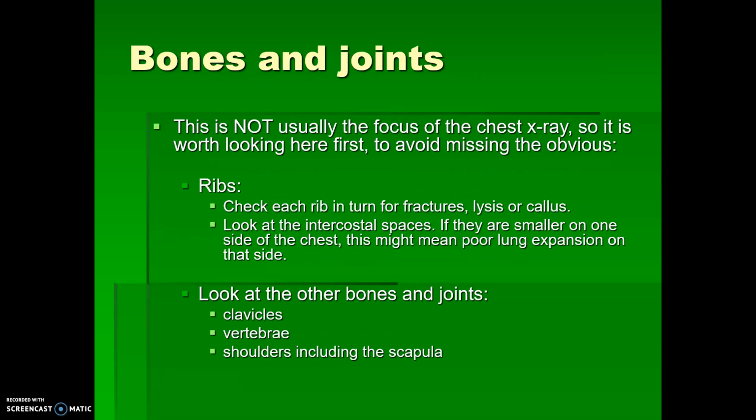The bones and joints are not usually the focus of a chest x-ray, so it actually is worth looking at them first just to make sure you're not going to miss anything obvious. Look at the ribs. You actually trace down each rib in turn, looking for fractures or lysis or callus. But also look at the intercostal spaces, because if they are smaller on one side, this might mean poor lung expansion on that side. Conversely, if they seem more spaced out, it might mean that you have hyperinflation of the lung on that side. And then look at the other bones and joints, such as the clavicles, the vertebrae, and the shoulders for obvious injuries, fractures, dislocations, that sort of thing.